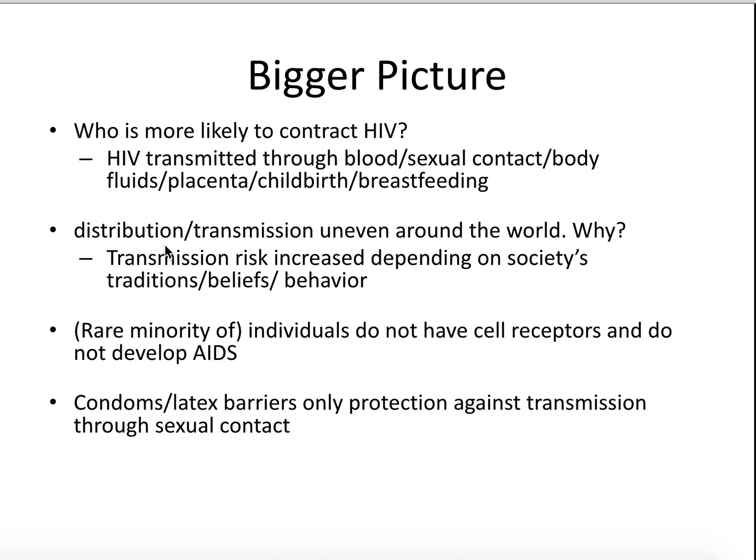Distribution and transmission of HIV is uneven around the world. If you notice, it's not everywhere, but it's in certain populations. Why? Transmission risk is increased depending on the society's traditions, beliefs, and behaviors. Where in one culture it might be okay for a man to have many wives, and if he has HIV, he'll pass it to many of the wives.